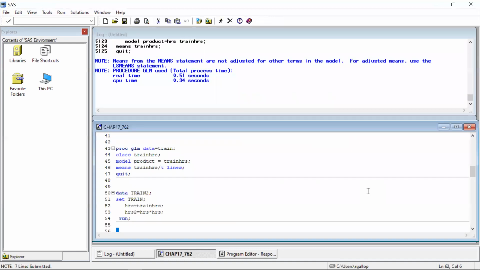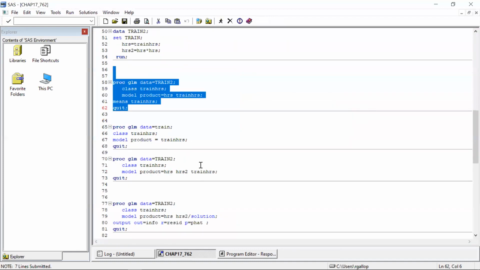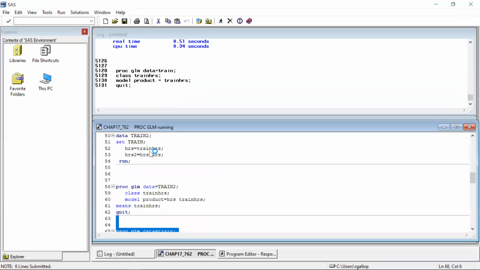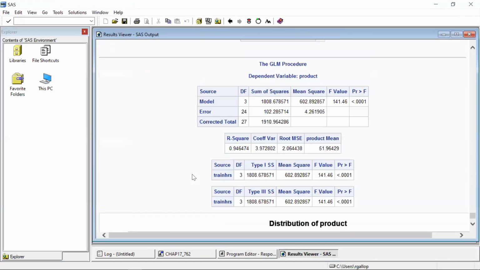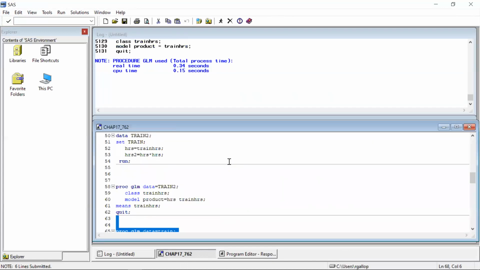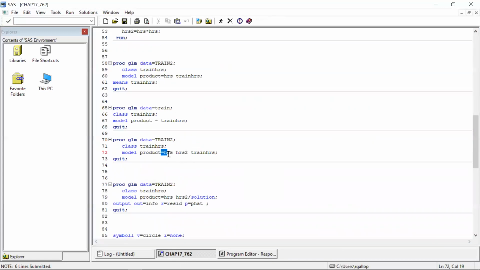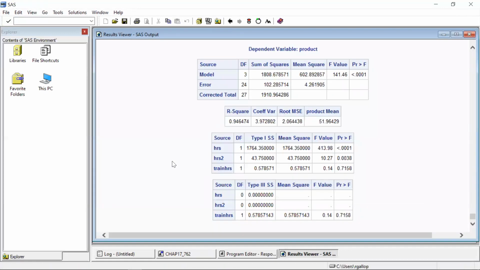So now when I go to this next model, this is our original model. With the original model, look at the R squared. The R squared of the ANOVA model, where we're not assuming any relationship, is 94.6474. Now I'm going to fit linear hours, quadratic hours, and whatever is left over with the type 1 sums of squares. So again, focus on the type 1 sums of squares.